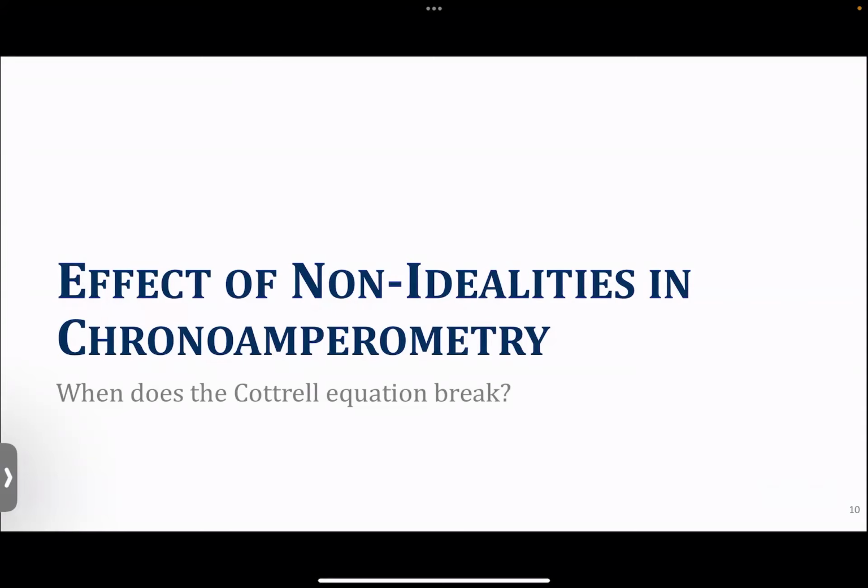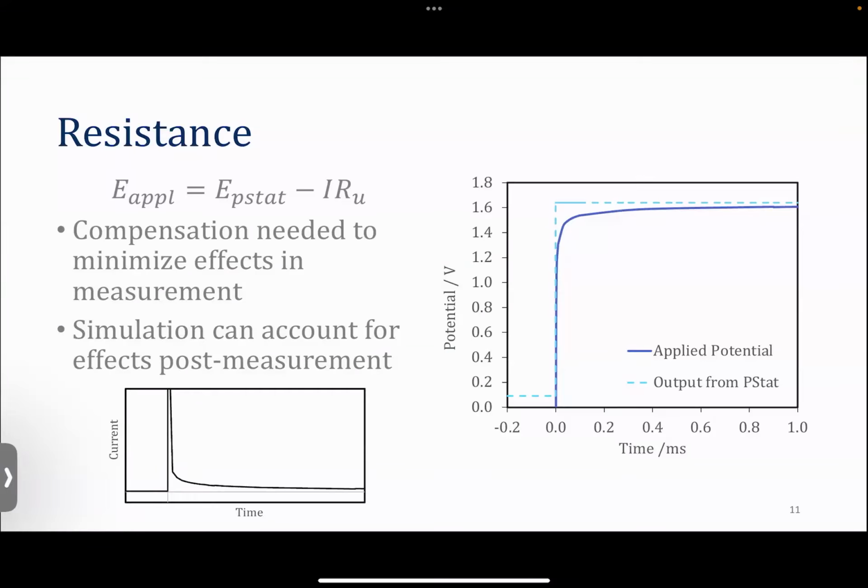Now let's dig into where and when the Cottrell equation breaks. Basically, what non-ideal behaviors are manifested in actual experiments which cause the current response to deviate from the Cottrell equation? First and foremost, resistance. Resistance basically drops your potential.